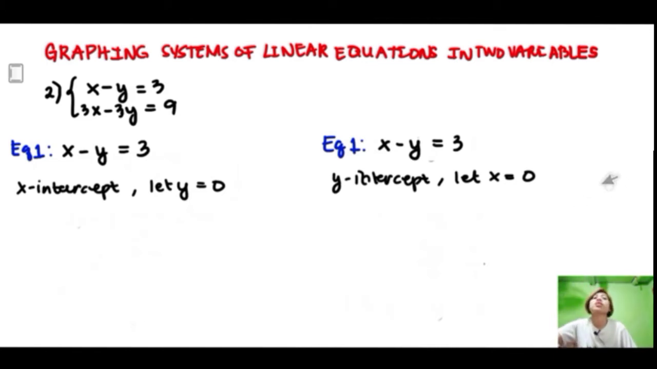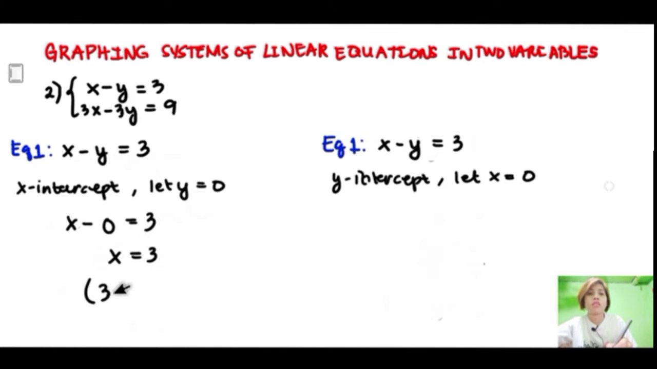So, let's have the second system. x minus y equals 3, and then 3x minus 3y equals 9. So, duman tayo sa equation 1, kunin natin yung x-intercept and y-intercept. Let's have the x-intercept first. We let y equal to 0. So, x, copy natin, and then y daw po ay 0, equals 3. So, here, wala na po yung 0. So, x is equal to 3. That will be (3, 0).